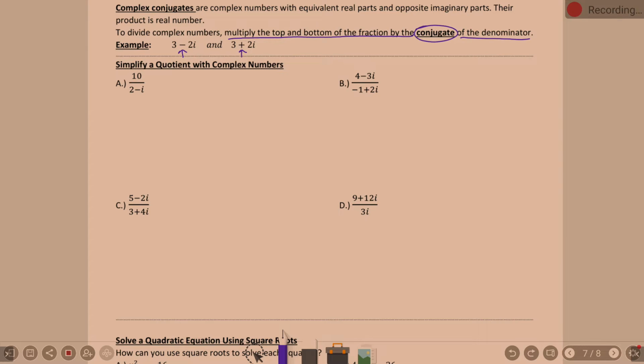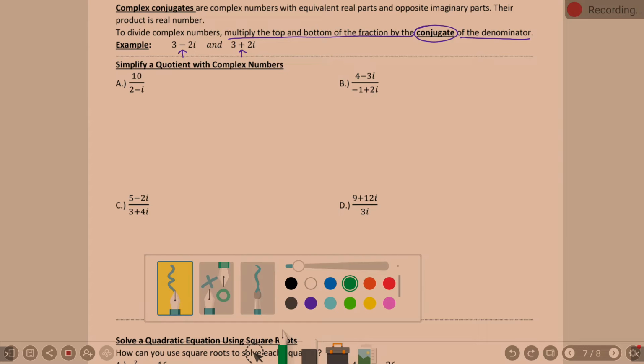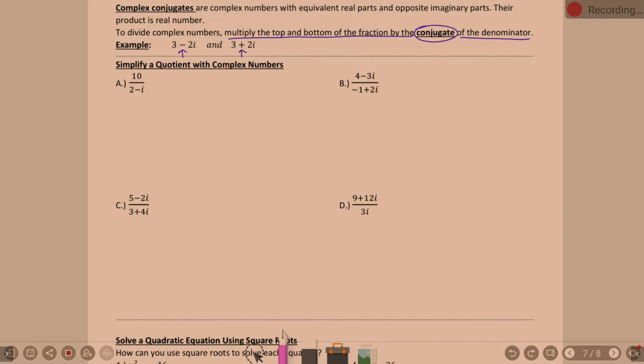So here's the deal. When you're giving a simplified answer with fractions, you can't leave a square root in the fraction. That's something you learned back in Algebra 1. Well, i is like a square root. We can't leave that in the denominator. And so we're going to have to do some work to get rid of it. As we look at this first example here, it's 10 over 2 minus i. Well, I can't do 10 divided by 2 because I'd also have to do 10 divided by i, and I can't do that. But we need to get rid of this i in the denominator.